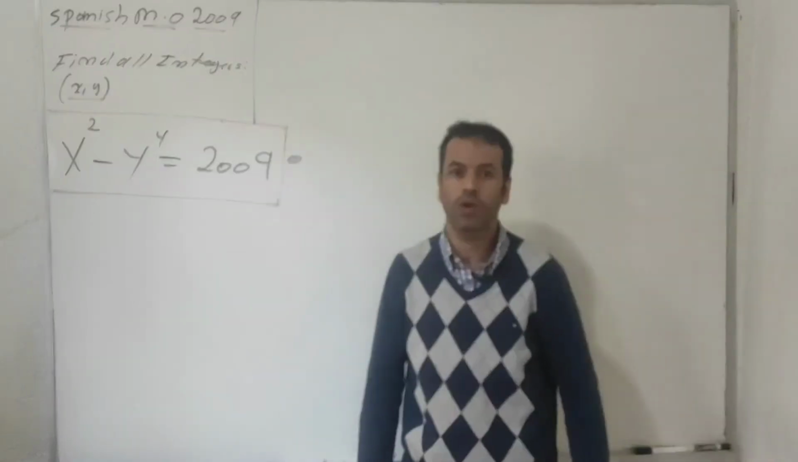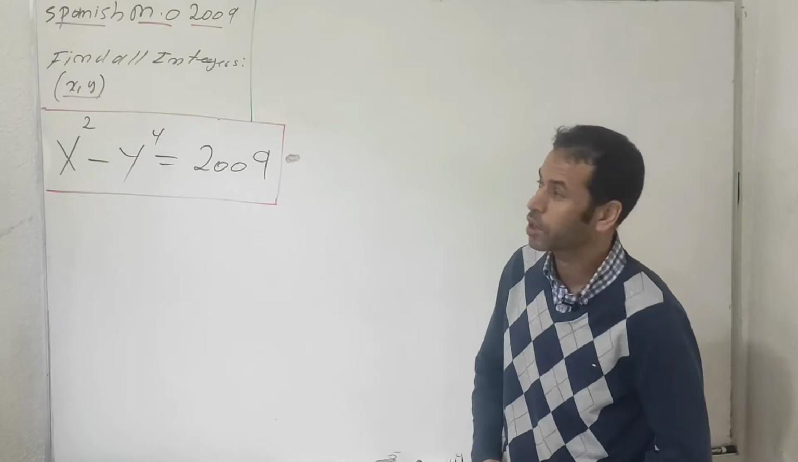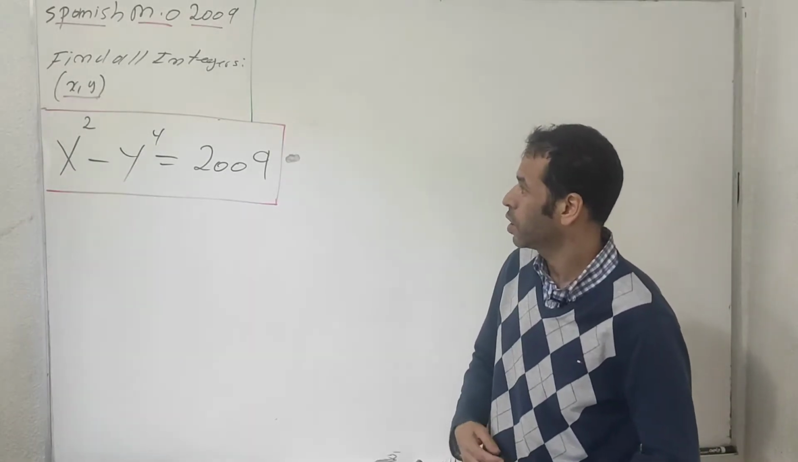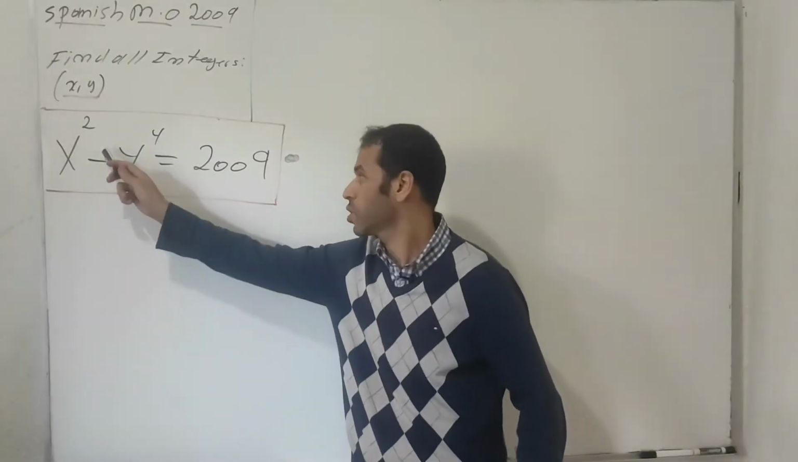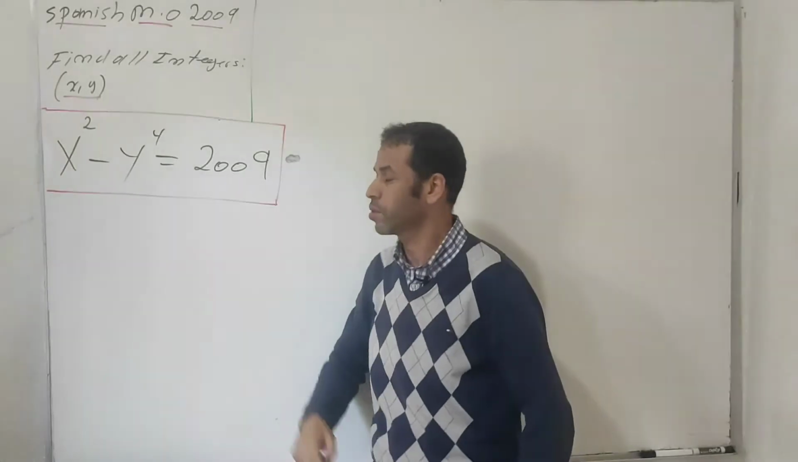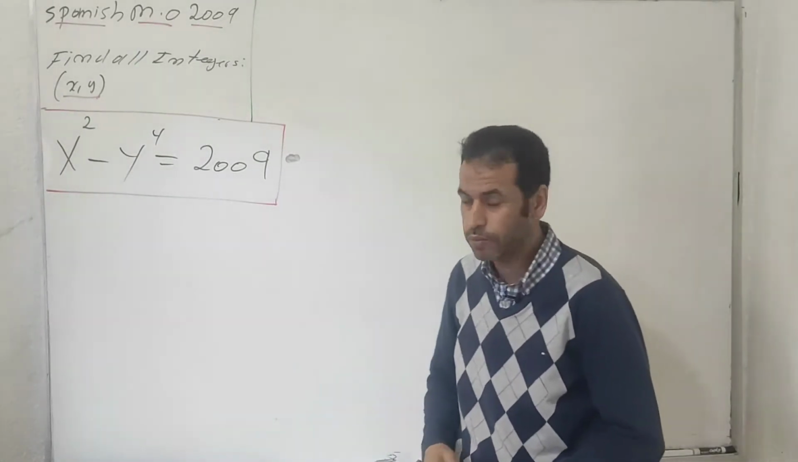In today's video, I would like to introduce a very nice problem of the Spanish Mathematical Olympiad, edition 2009. Here is the setup. Find all integers x and y. Here is the equation: x squared minus y to the fourth equals 2009. This is a very nice and straightforward problem.